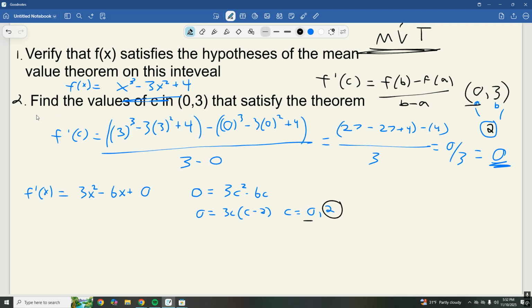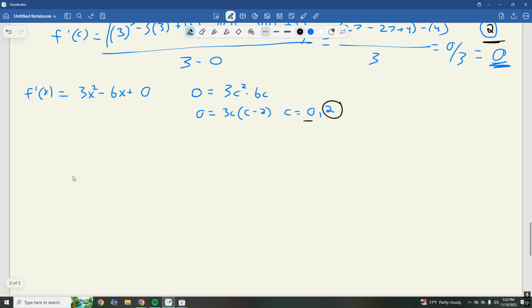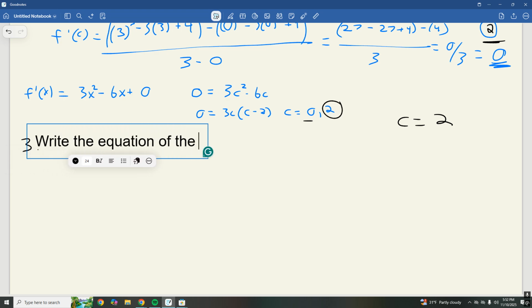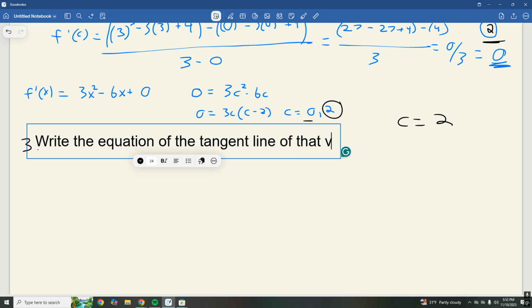So we have found the value of c, and we verified that f of x satisfies the hypothesis of the mean value theorem. So we've proven the mean value theorem, and we've also found our c value. The third part of this question is kind of just changing it up, but it's easy because we already have what we need. It's going to be: write the equation of the tangent line at that value of c.